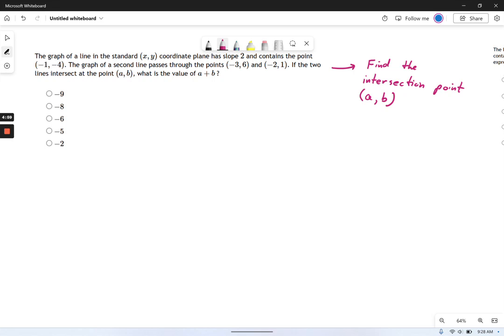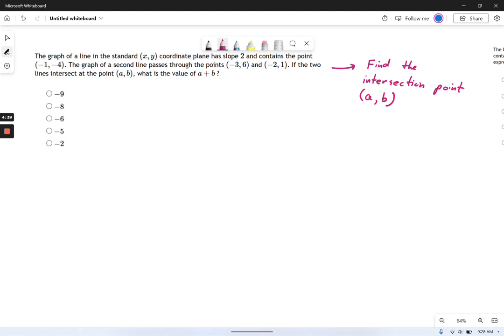The goal of this problem is to find the intersection point (a, b) of two lines. We're given some information about each line, but it's not going to be quite so straightforward to find this intercept point. We're going to have to be sure that we're going through the equation of a line in standard form and being careful about the slope, the y-intercepts, and all that stuff.